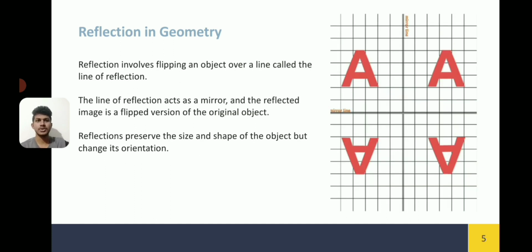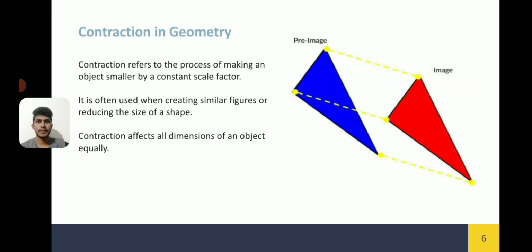Reflection in geometry. Reflection involves flipping an object over a line called the line of reflection. The line of reflection acts as a mirror and the reflected image is a flipped version of the original object. Reflection preserves the size and shape of the object but changes its orientation.